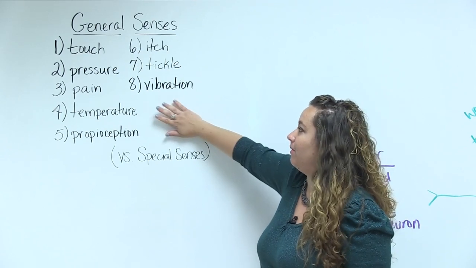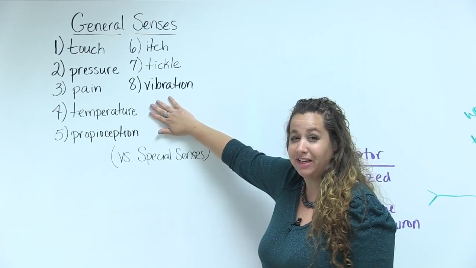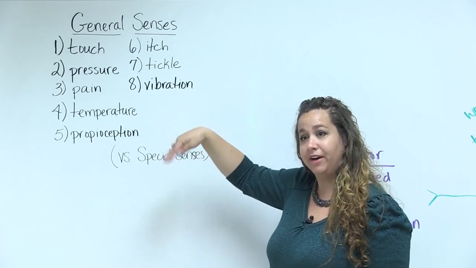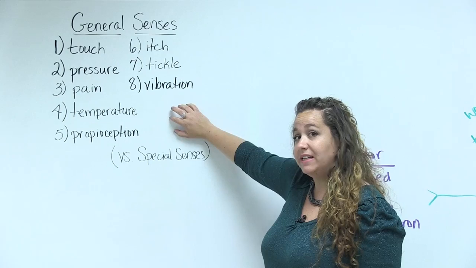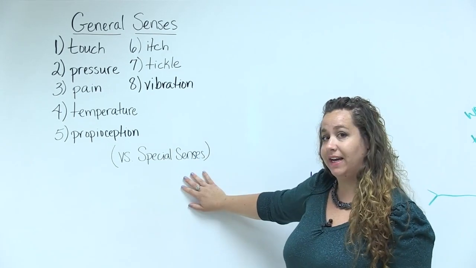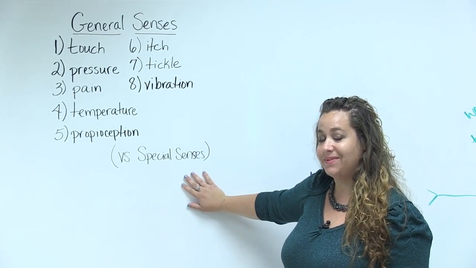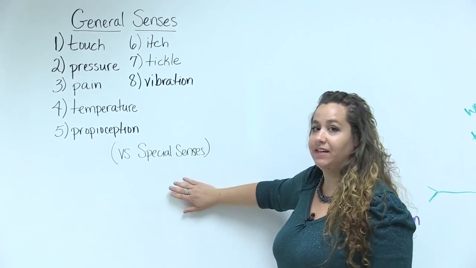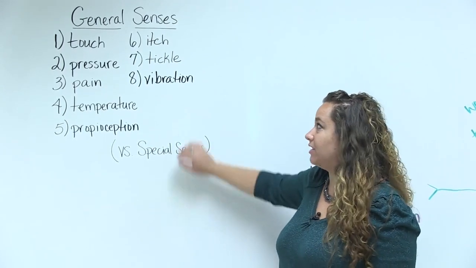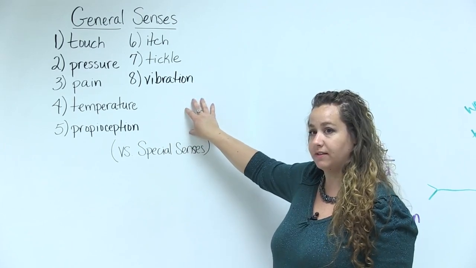For example, if you want to tell the temperature of a particular liquid, you can put your finger, your toe. You can also tell temperature with your forehead, which is very different than the special sense of sight. You can only see with your eye. Sorry, Mom, not the back of the head. So general senses are very different from special senses. In today's lecture, we're going to focus just on the general senses.